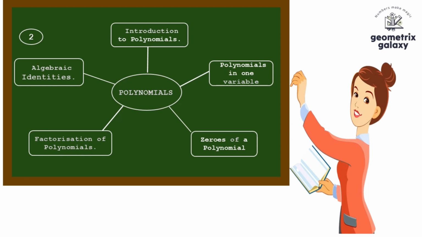We will use some algebraic identities to do factorization. In grade 9, you will study a few more algebraic identities in addition to what you have studied in grade 8. We will use those identities to expand and factorize polynomials.